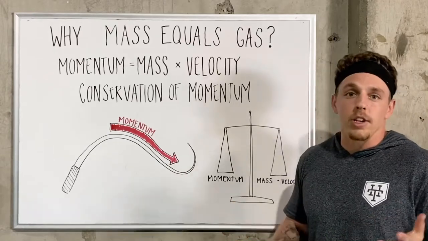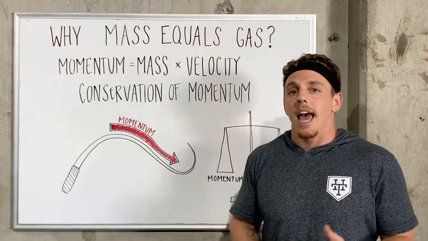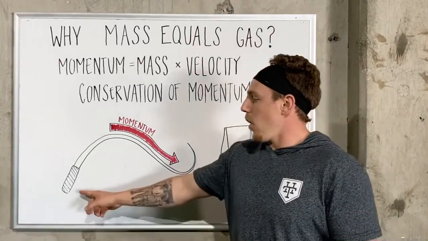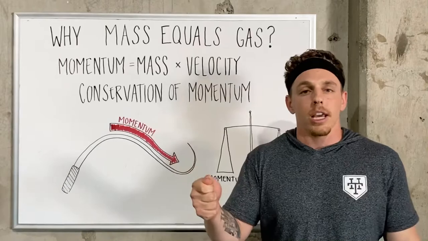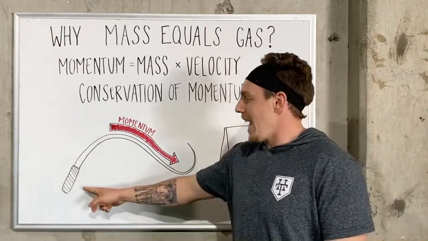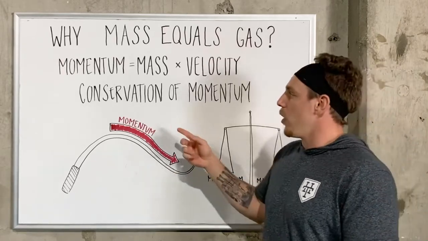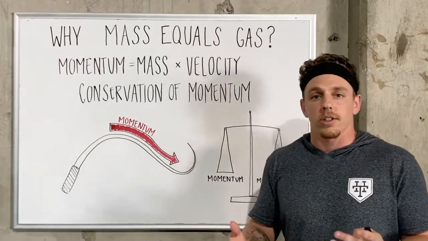A cool illustration of this is when we look at a whip and why a whip works so efficiently and can move so fast. At the bottom of the whip, when someone puts energy into it, they're transferring momentum into that whip. And as that momentum travels down the whip, we know that it wants to stay constant. It wants to conserve itself.